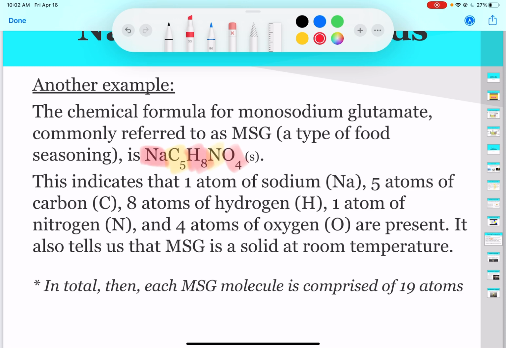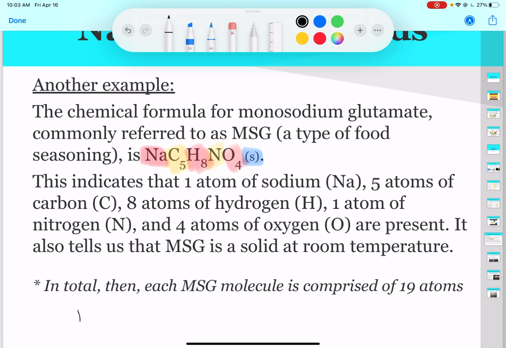It also tells us that MSG is solid at room temperature. So the S at the end is telling us that it's a solid. Okay. In total, then, each MSG molecule is comprised of 19 atoms. So if we add up all of the atoms that exist there, we can figure it out.